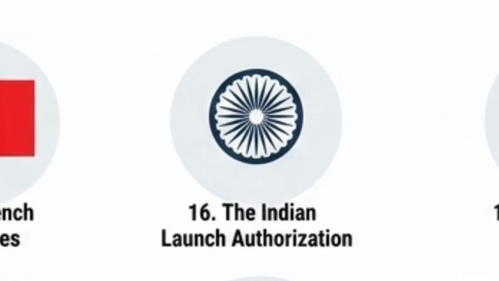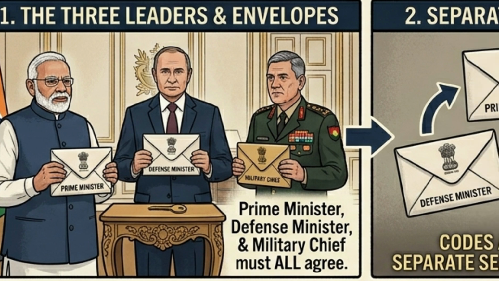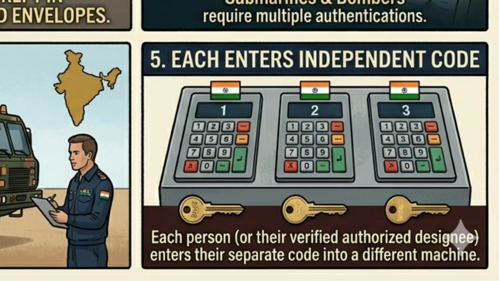16. The Indian launch authorization. India uses a triple key system. The Prime Minister, Defense Minister, and military chief must all agree. Codes are kept in separate sealed envelopes. Each person enters their code into a different machine.